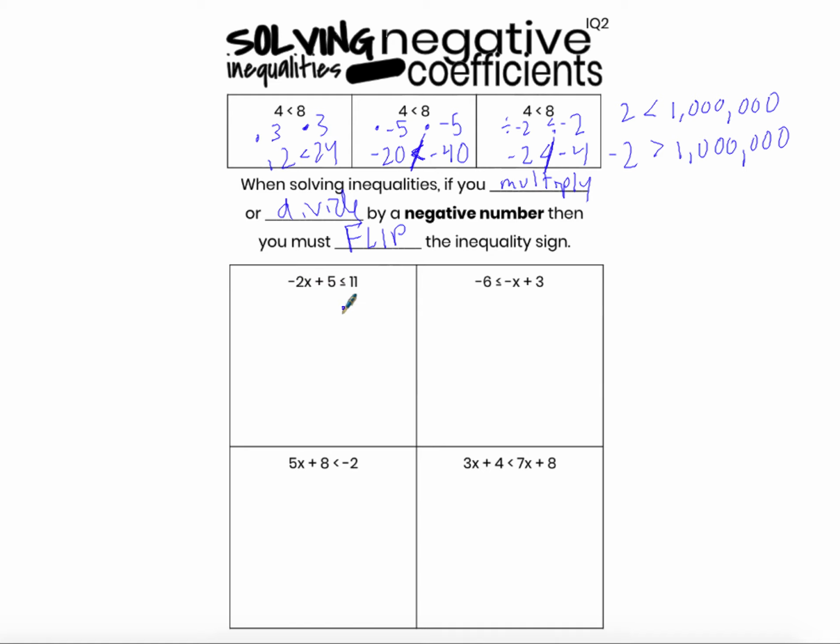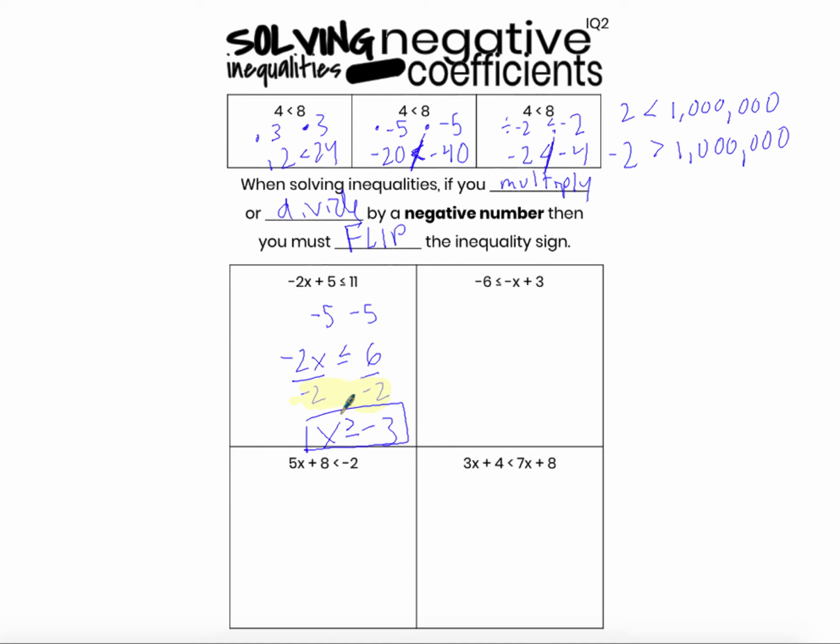Negative 2x plus 5 is less than or equal to 11. When I solve this, I use inverse operations just like with an equation. Subtracting 5 from both sides, I have negative 2x is less than or equal to 6. Inverse operations, I divide by negative 2. I have an x and a negative 3. This step right here is where the difference comes in. When I divide by a negative, I have to flip my inequality.